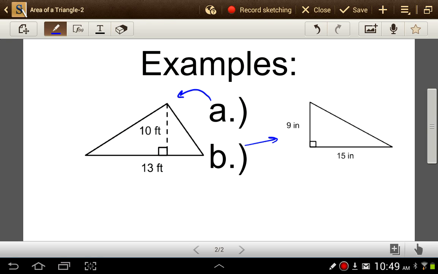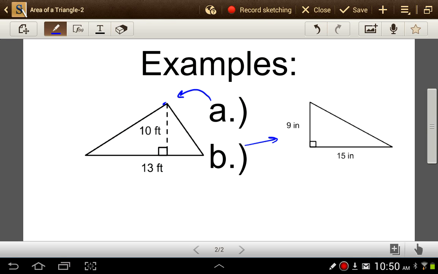Okay, so for A, I have a triangle here, so three sides. You've got to recognize a triangle. The dotted line means it's not part of the shape, but it's there as a reference so that we know that's the height from the tip top to the bottom. The dotted line is not part of the shape, it's just a reference for us. It lets us know the perpendicular height of the triangle.